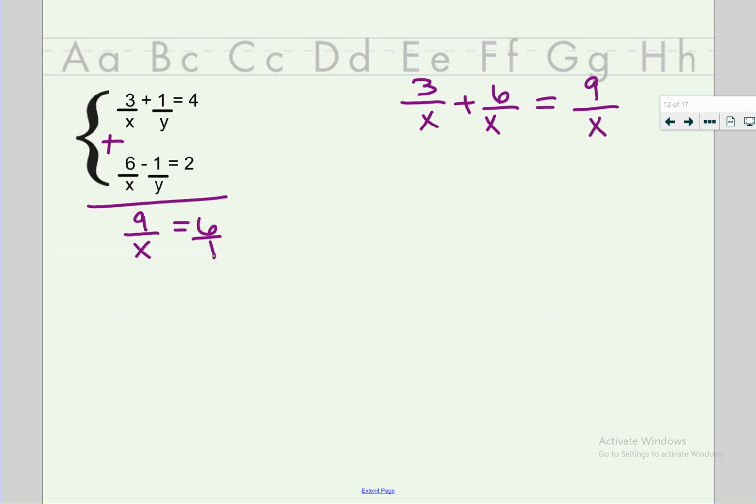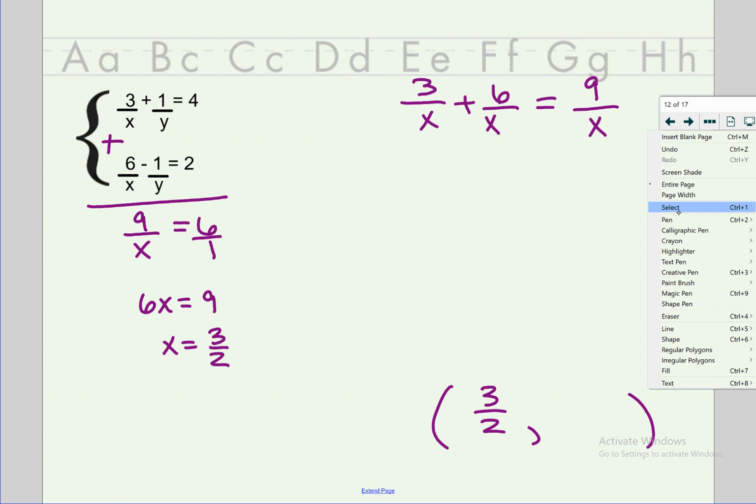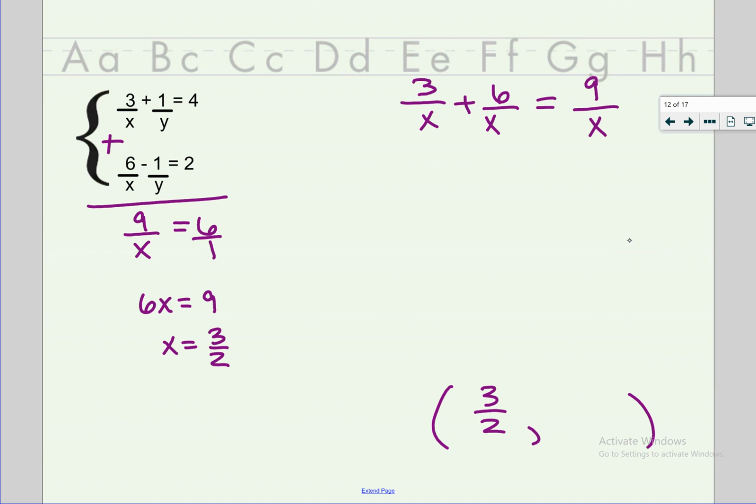So if I cross multiply, 6 times x gives me 6x. 9 times 1 on the other side gives me 9. x equals 3/2. And that's the first part of my answer. Second part of our answer, we have to plug 3/2 back into either of the original equations. I'm going to use the top one.